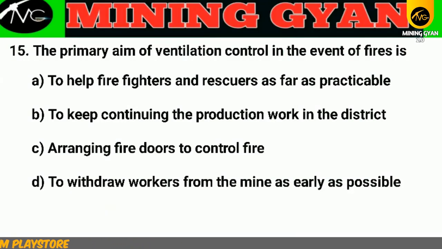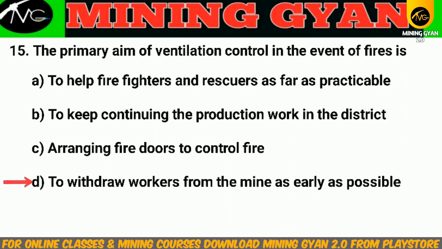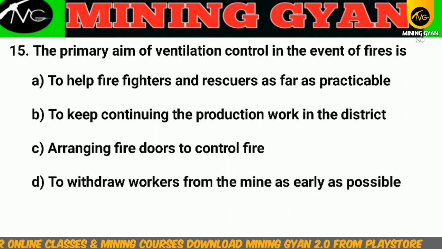Next question is, the primary aim of ventilation control in the event of fires is A. To help the firefighters and rescuers as far as practicable. B. To keep continuing the production work in the district. C. Arranging the fire doors to control fire. D. To withdraw workers from the mine as early as possible. Right answer is D. To withdraw workers from the mine as early as possible.